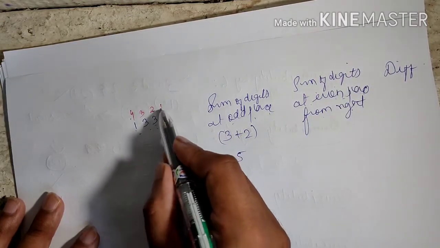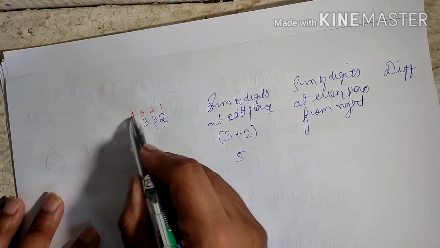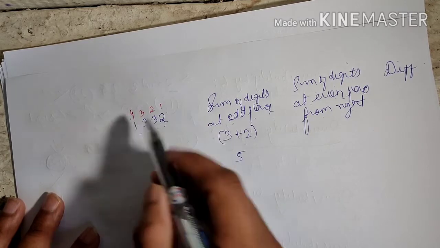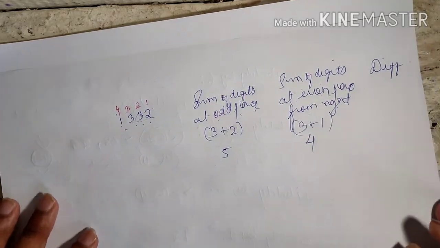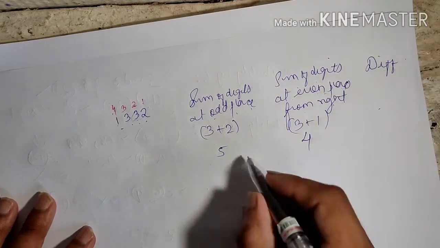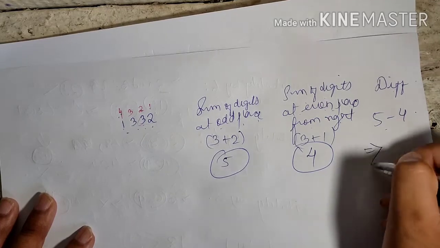Next is the sum of digits at even places from right. That means 2 and 4 are the even places. So what are the numbers? 3 and 1. So 3 plus 1 will give you 4. Okay, so what is the difference of these two? 5 and 4. 5 minus 4 will give you 1.